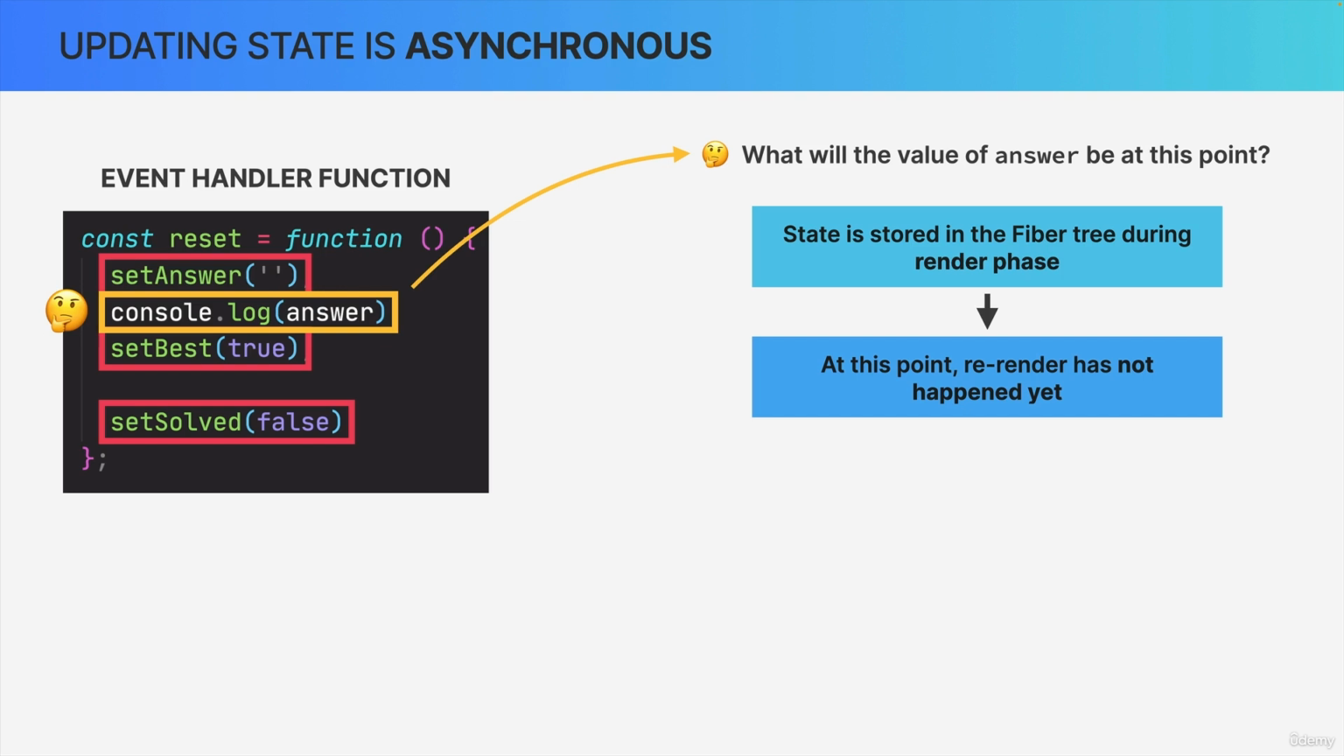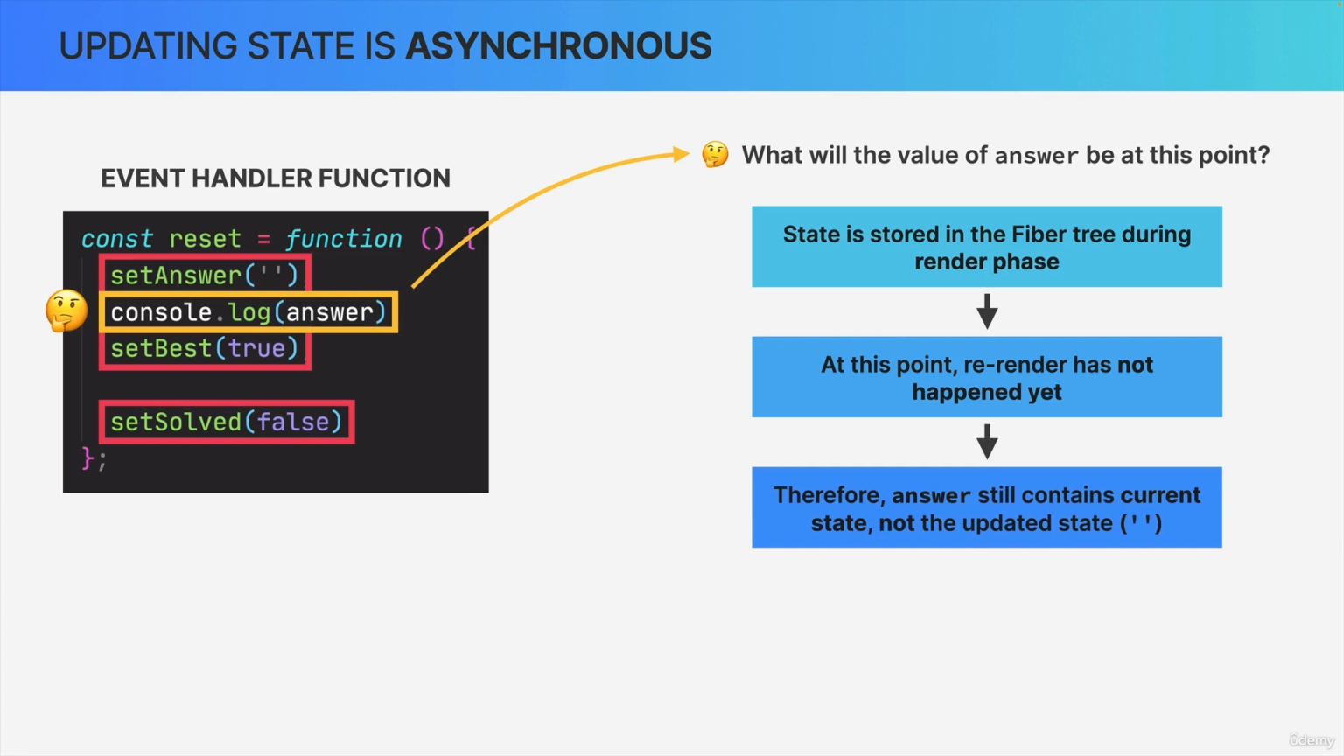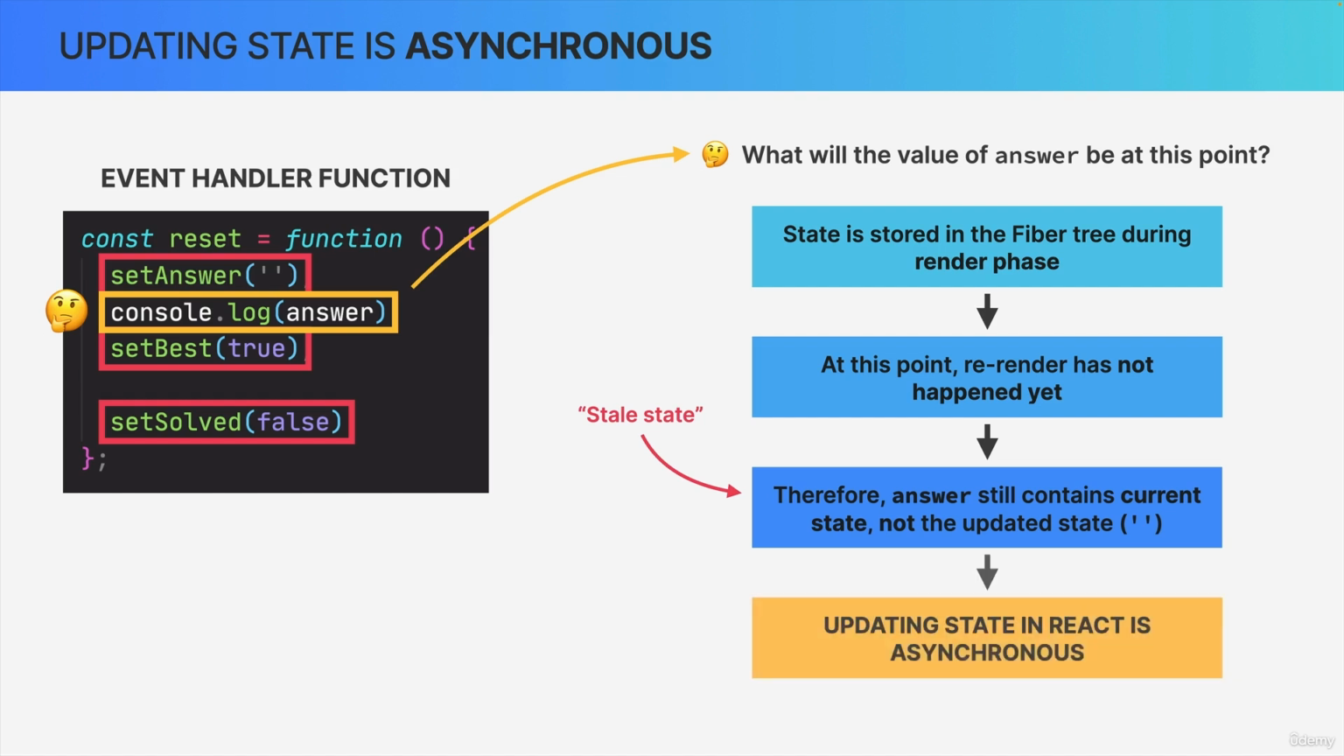So what this means is that at this point of the code, the answer variable will still hold the current state, so the state before the update, even though we already told React to update it. So at this point, we say that our state is stale, meaning that the state is no longer fresh and updated. Because, in fact, a state update will only be reflected in the state variable after the re-render. And so for this reason, we say that updating state in React is asynchronous.